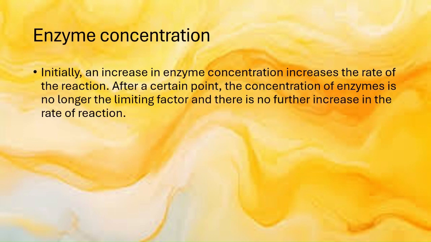So now let's look at enzyme concentration. Initially, just like substrate concentration, an increase in enzyme concentration increases the rate of reaction. However, after a certain point, the concentration of enzymes is no longer the limiting factor and there is no further increase in the rate of reaction. Same way as substrate concentration, after a certain point, there are no more substrates that you can bind to. So increasing the enzymes is not going to make a difference. That's why, just like substrate concentration, if you plot it on a graph, it's going to level off after a certain point.